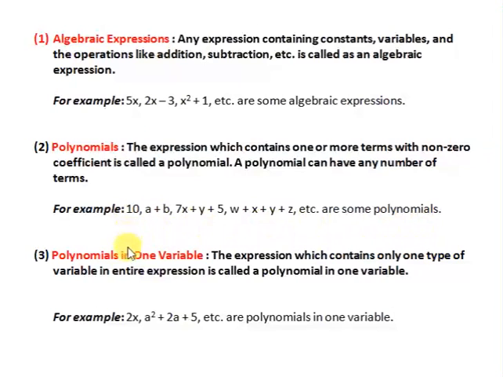Next is polynomial in one variable. As the name suggests, only one variable will be used in the algebraic expression or polynomial. The expression which contains only one type of variable in the entire expression is called a polynomial in one variable. Here you can see 2a square plus 2a plus 5; only the variable a is used. In the previous one, this is not a polynomial in one variable because four variables are used. In this, two variables are used. This is not a polynomial in one variable.